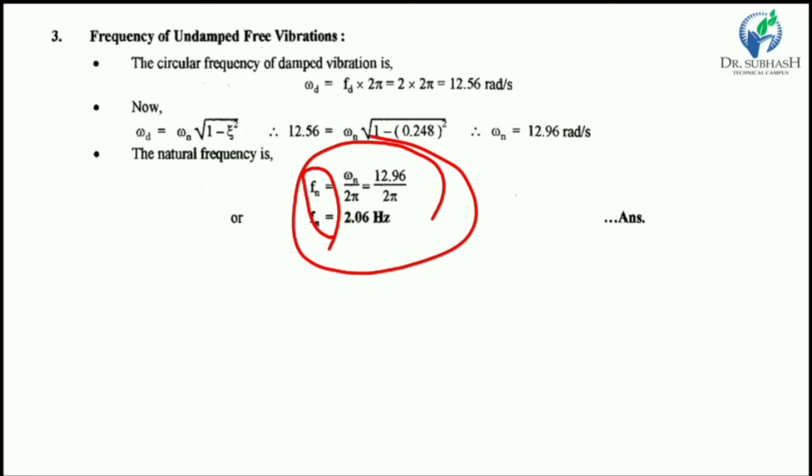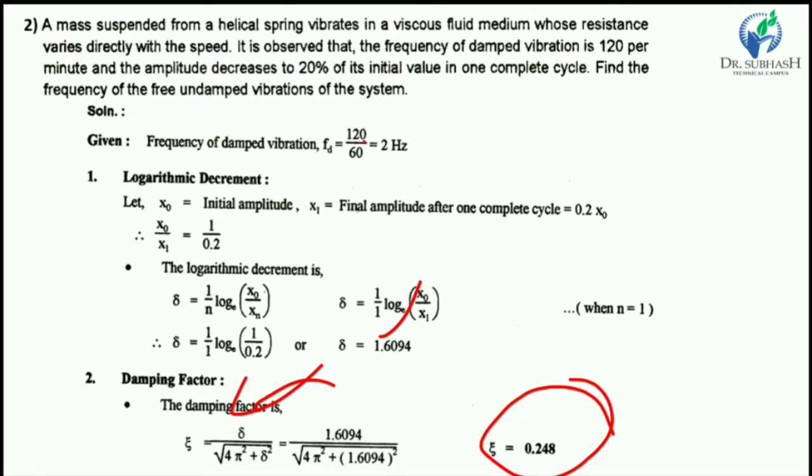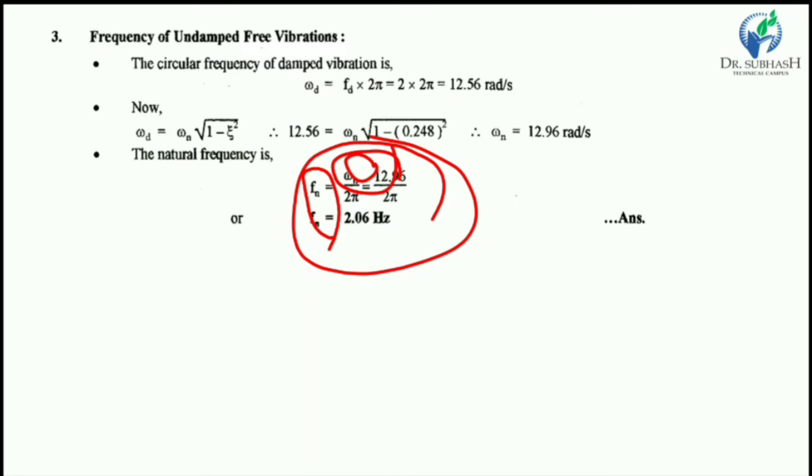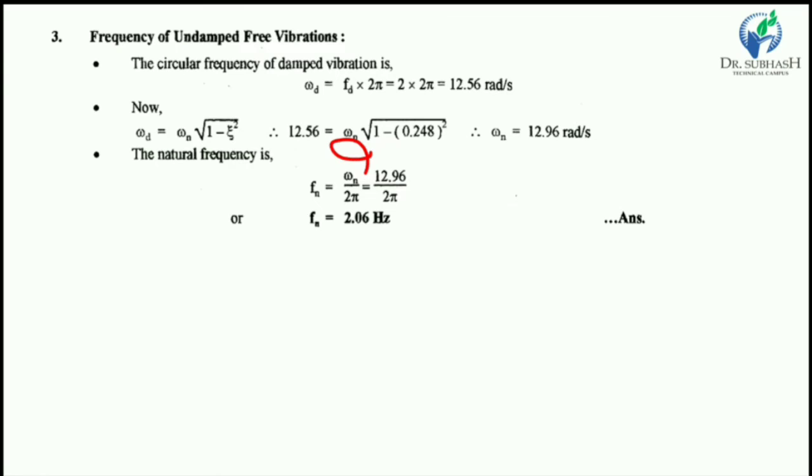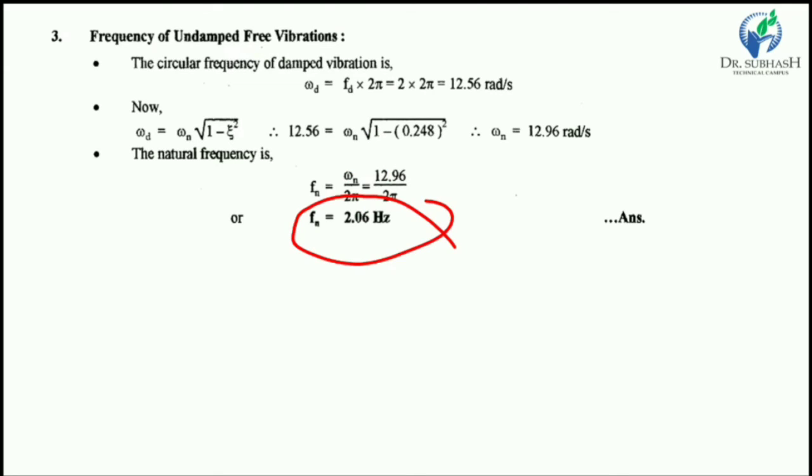Here in the natural frequency equation, omega n is taken because we have to find the frequency of free undamped vibrations. The frequency of undamped vibration is called the natural frequency, so it is omega n. If we say that we find the natural frequency of damped vibration, then it is omega d. So for undamped vibration the frequency is considered omega n, and we finally find the natural frequency is 2.06 hertz.